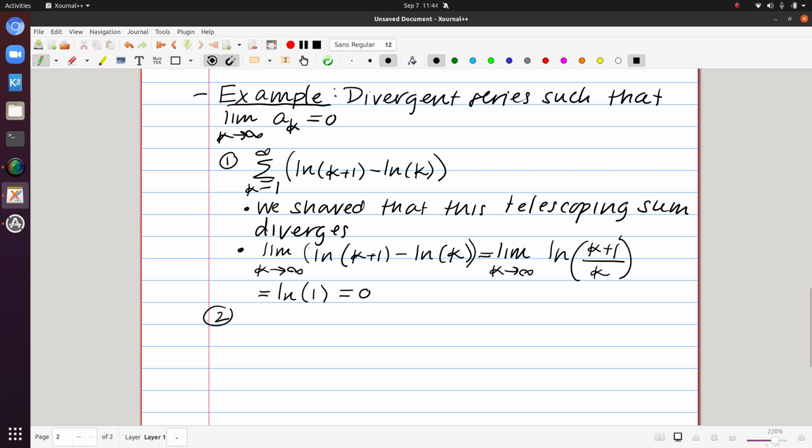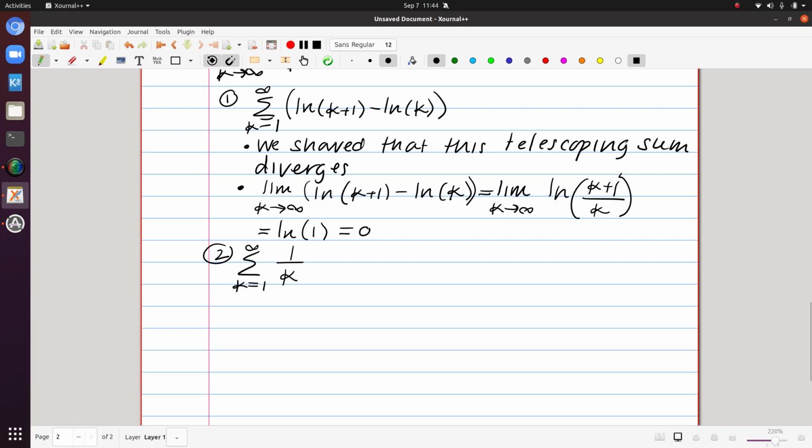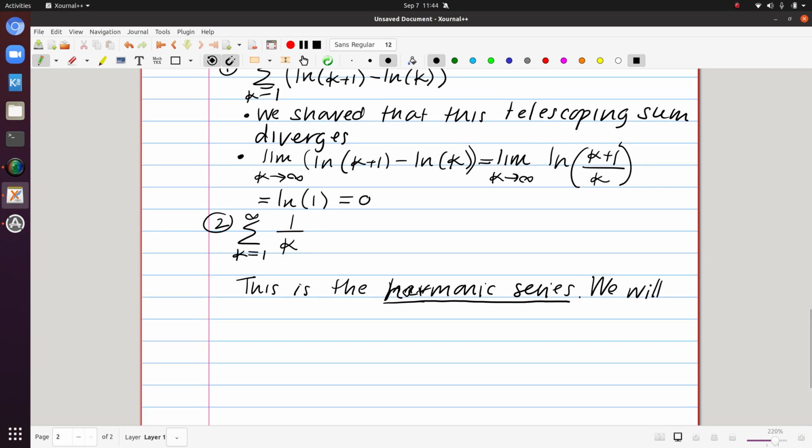And another really famous example, which we're going to focus on in a future lecture, is the sum from k equals 1 to infinity of 1 over k. This is what we call the harmonic series. And this is going to become very easy to see when we have a future test, so I'm going to hold off on that. But you can certainly see that the terms, 1 over k, go to 0. But we will prove that it diverges later. In particular, once we talk about the integral test for series, we'll be able to confirm that the series diverges.